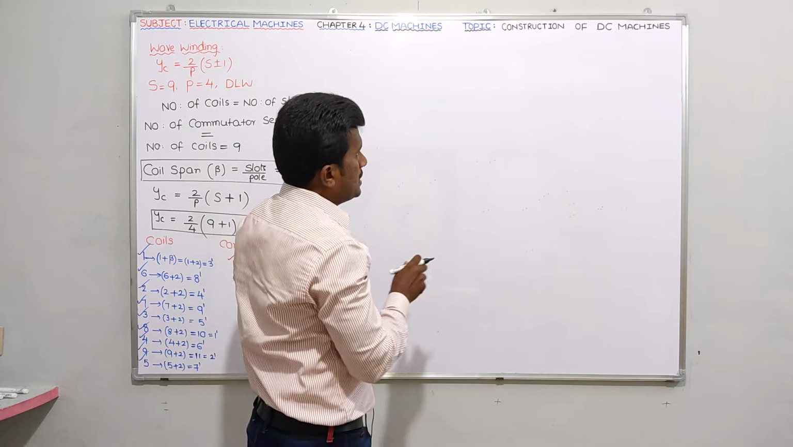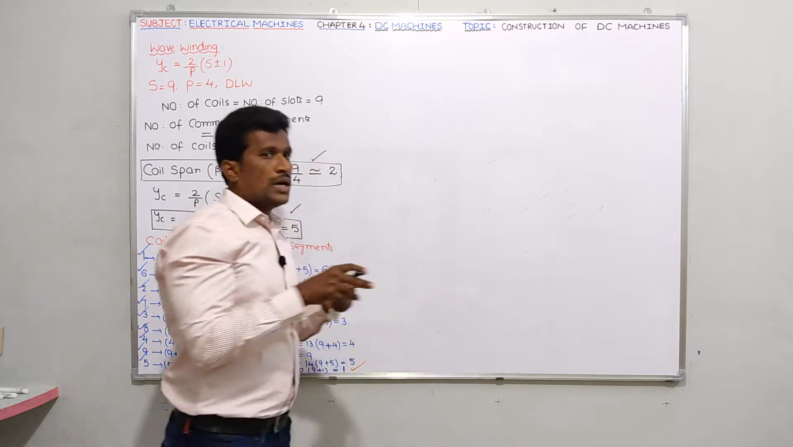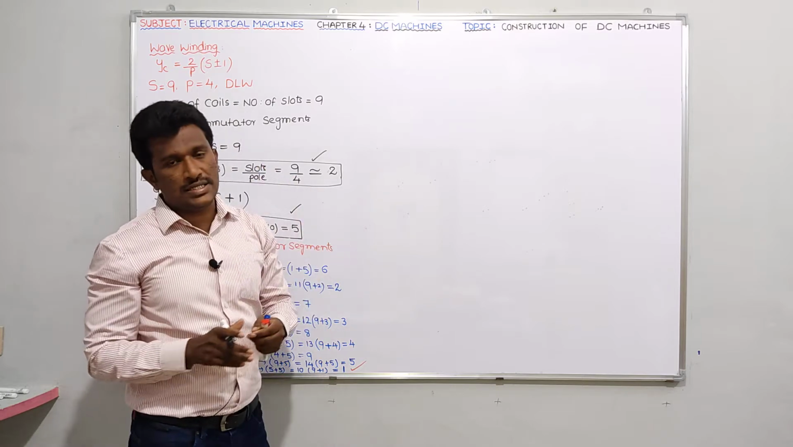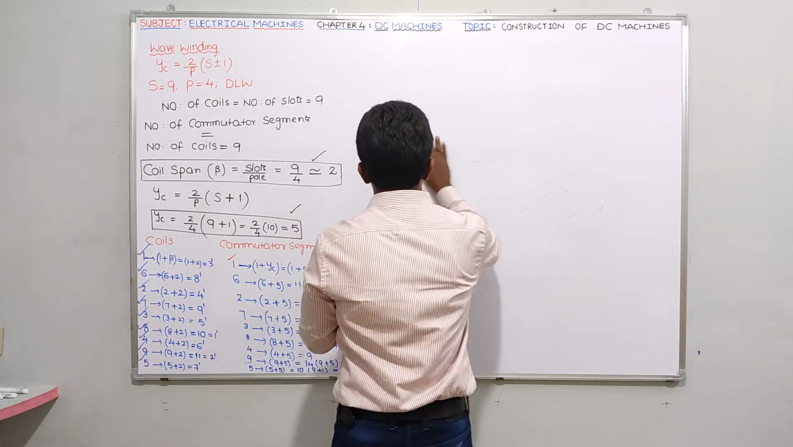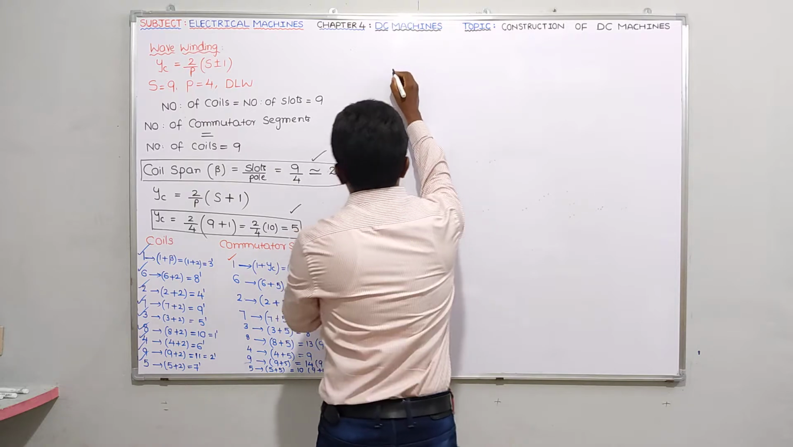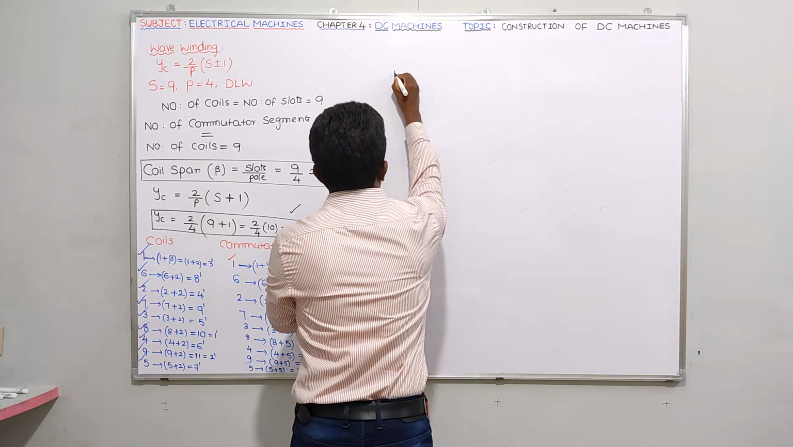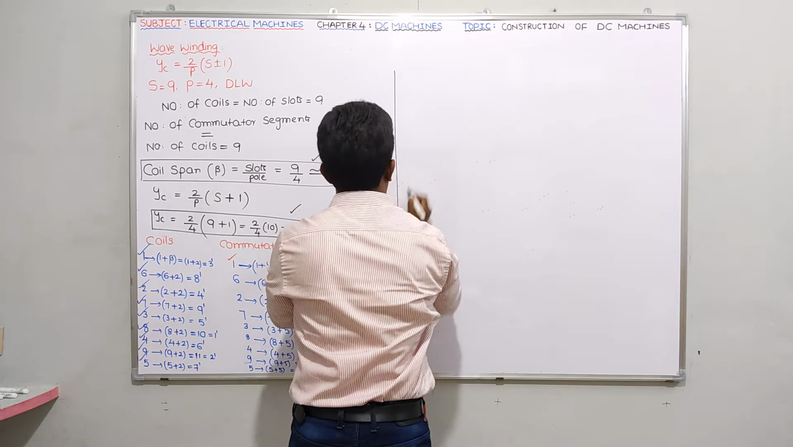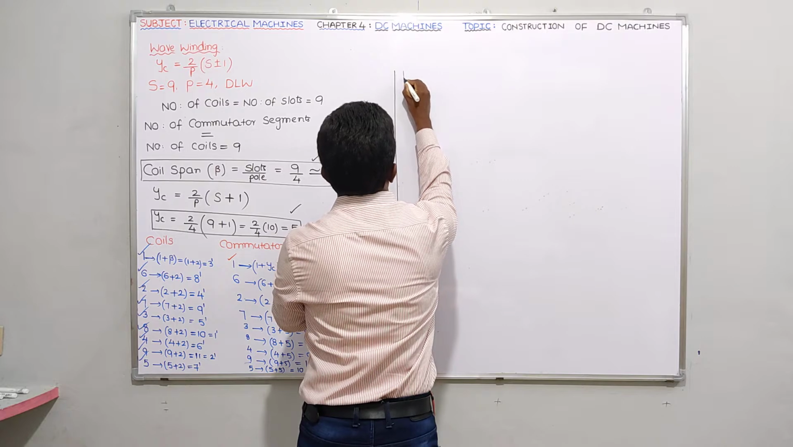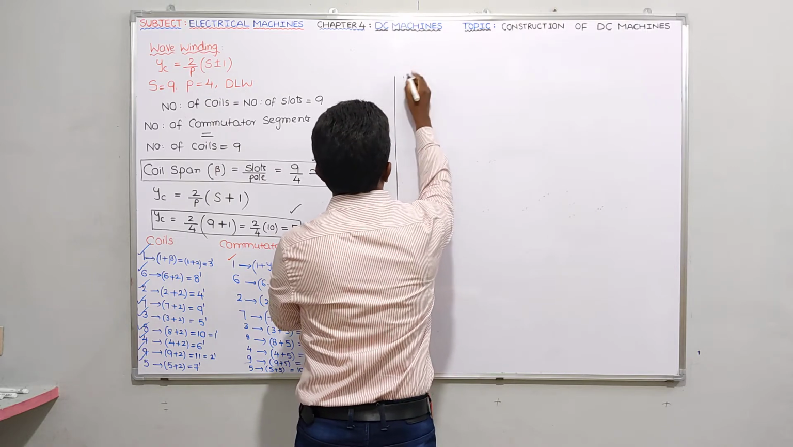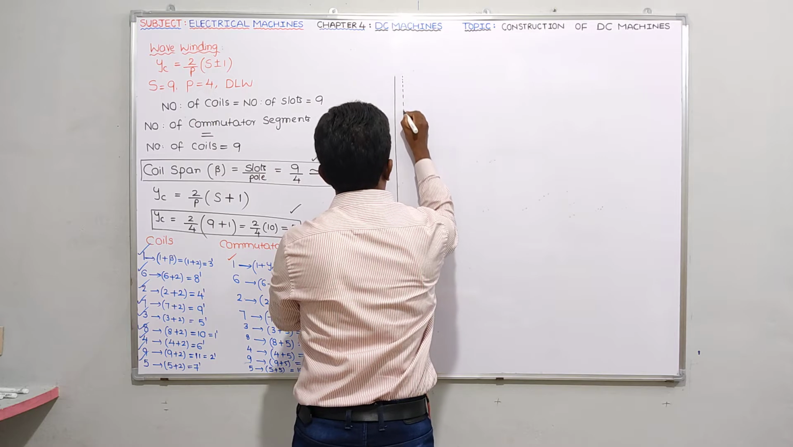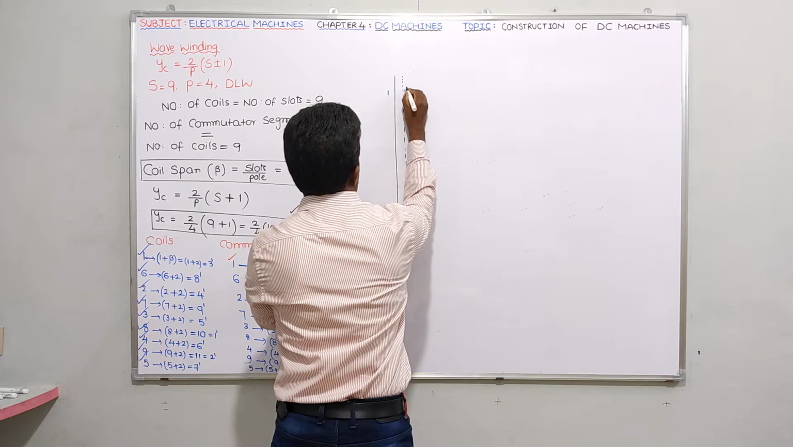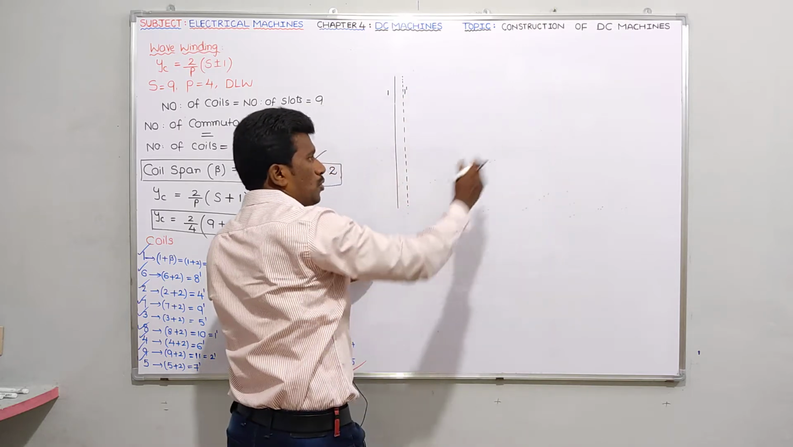Let me show first of all 9 slots. In each slot, let me show two coil sides. That means 18 coil sides on the board. Please try to see here. In slot number 1, the top conductor is 1 and the bottom is 1 dash. I am just going to give numbering like this, up to 9 dash.